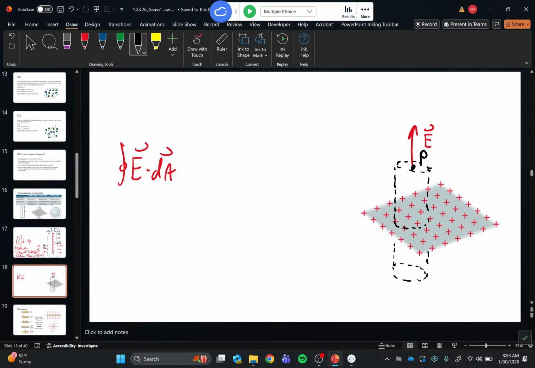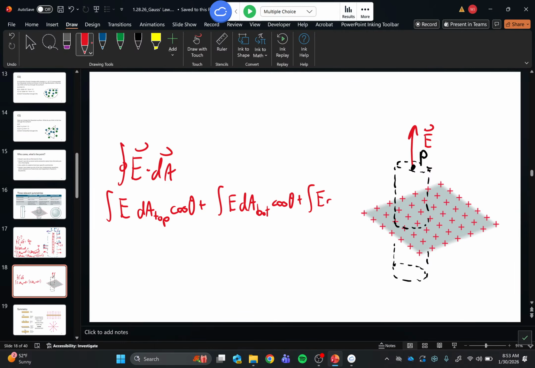Let's look at the top right now. We're going to break this into E times the area of the top times cosine theta, plus E times the integral of the bottom times cosine theta, plus the integral of E times the sides times cosine theta. I'm just breaking it into its surfaces. We're going to look at each at a time. The top and the bottom are basically the same, but look at the top. Which way does the area vector point on the top? You're going to shout this one out. I believe in you. Up. What's the angle between those?